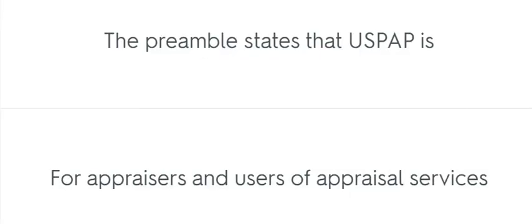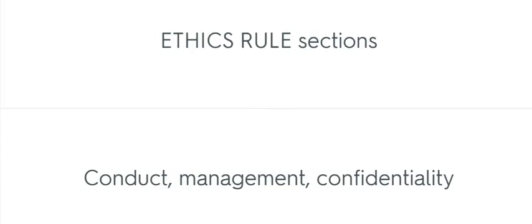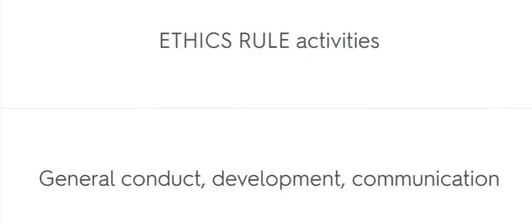The preamble states that USPAP is for appraisers and users of appraisal services. Ethics rule. Establishes the personal obligations and responsibilities of individual appraisers, promotes and preserves public trust, and prohibits misrepresenting his role when providing a service outside of appraisal practice. Certify compliance with USPAP, communicate in a manner that is not misleading. Ethics rule sections: conduct, management, confidentiality. Ethics rule activities: general conduct, development, communication.